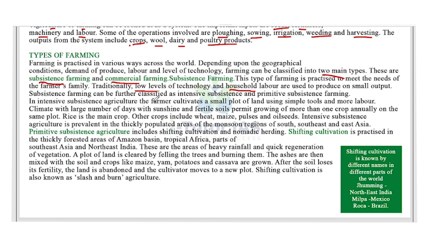Subsistence farming can be further classified as intensive subsistence and primitive subsistence. So again, this subsistence farming can be classified into two types. The first one is intensive and the next one is primitive.